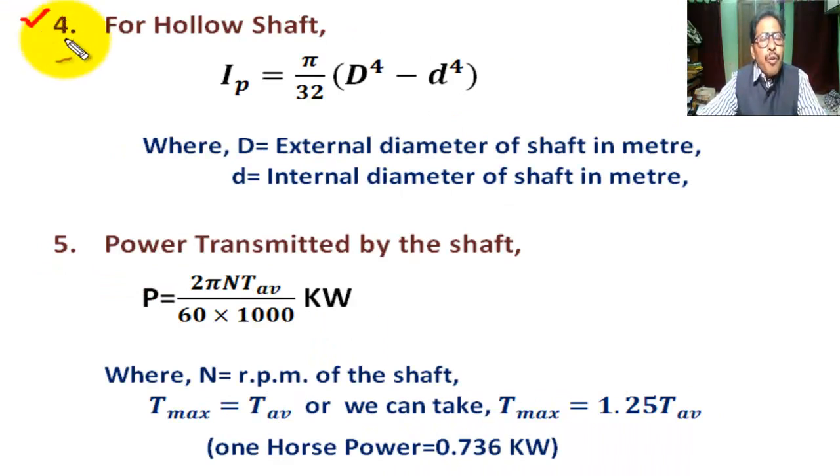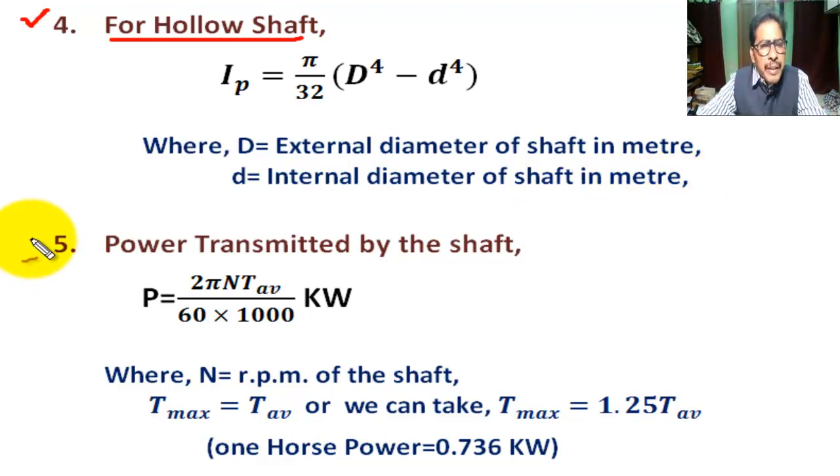Now, number 4, for hollow shaft, polar moment of inertia IP equals pi by 32 into capital D to the power 4 minus small d to the power 4, where capital D equals external diameter of shaft in meter, small d equals internal diameter of shaft in meter.